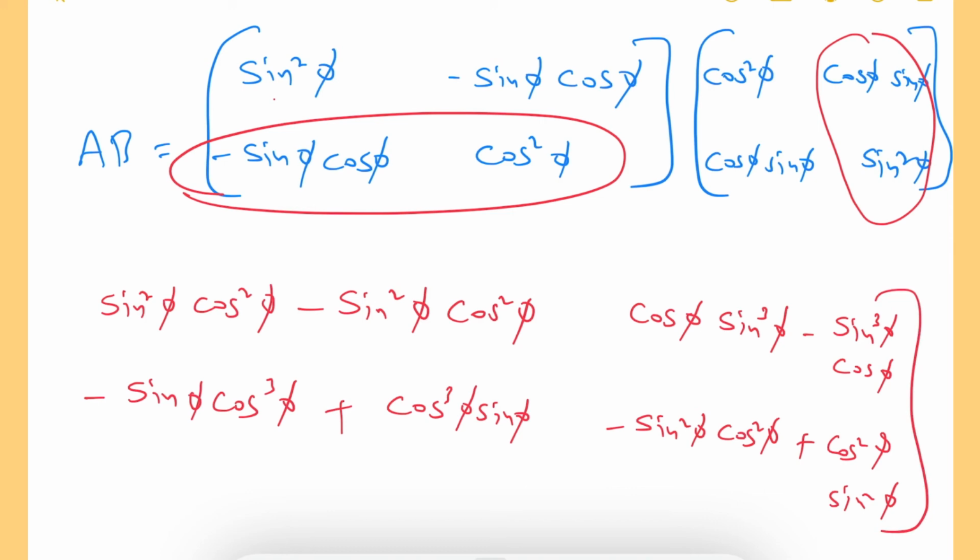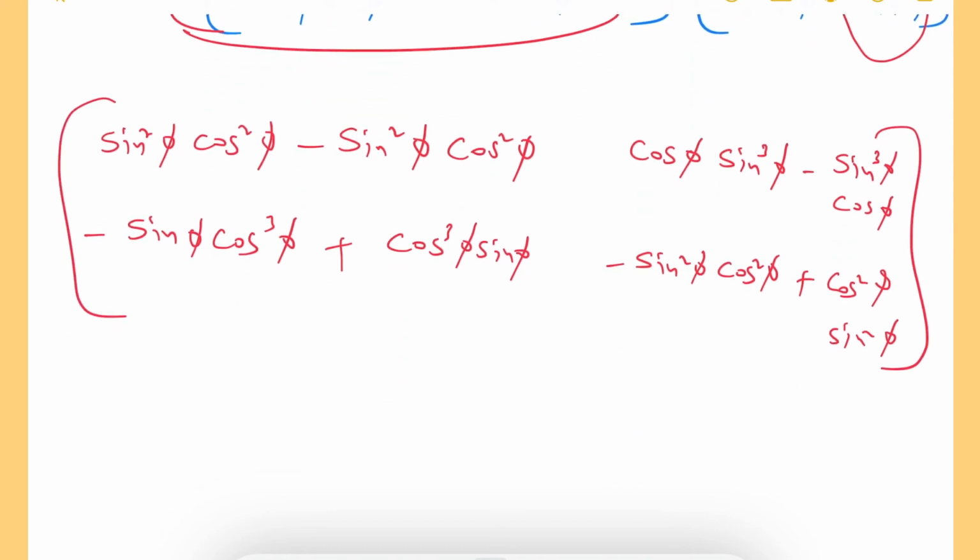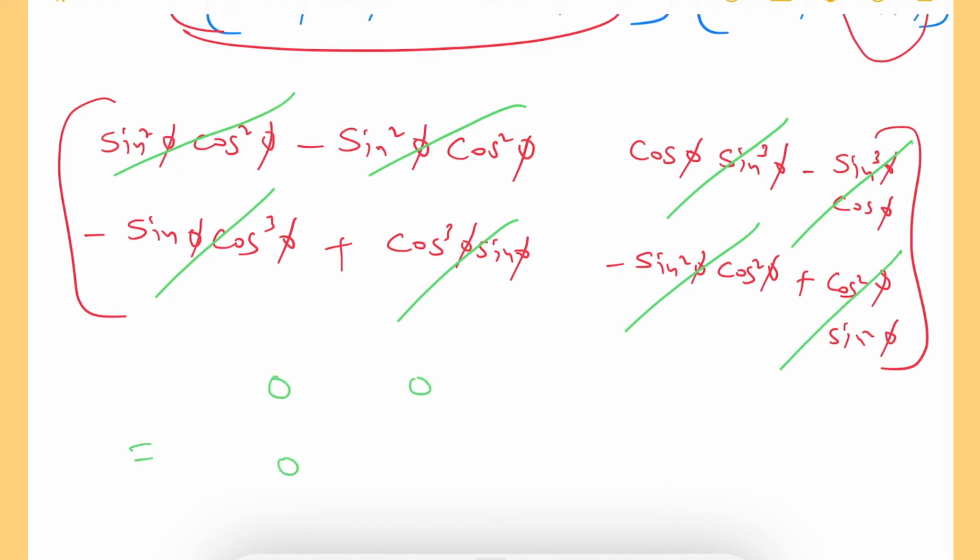Okay, now let us observe whether any cancellation is possible. Sin square phi cos square phi and minus sin square phi cos square phi cancel. Cos phi sin cube phi and minus sin cube phi cos phi cancel. Sin phi cos cube phi terms cancel. Sin square cos square terms cancel. So we remain with 0 0 0 0. It is nothing but the zero matrix, and the question also asks us to show that. Of course, we did that.